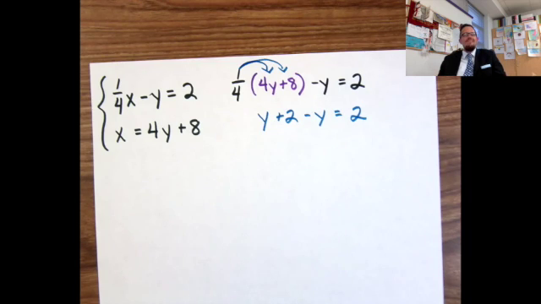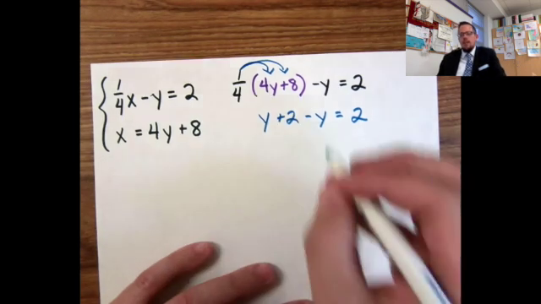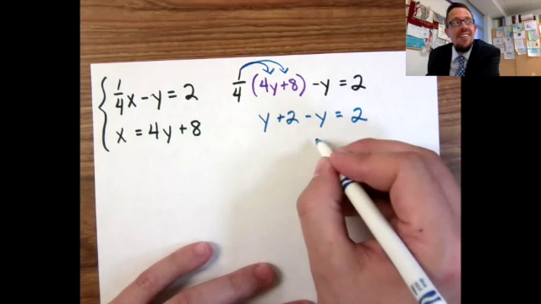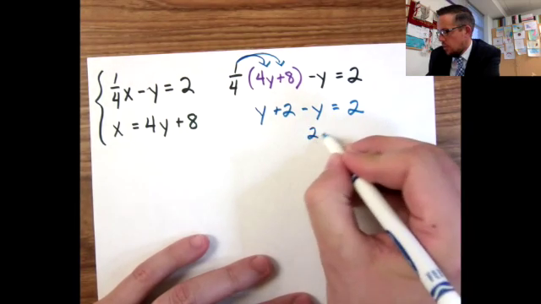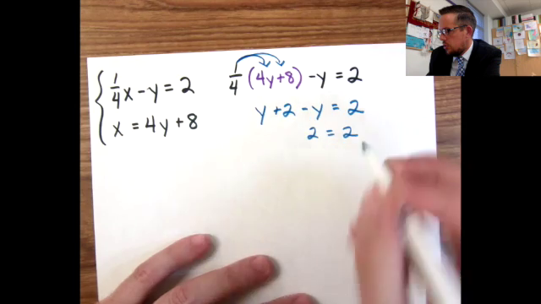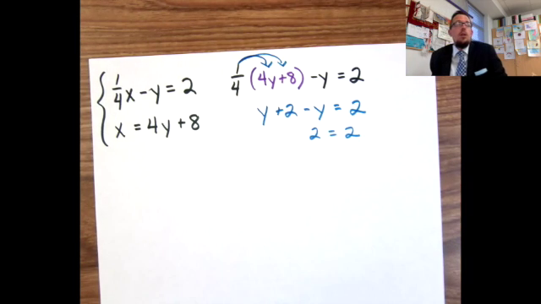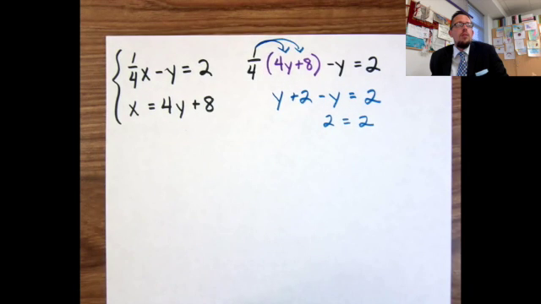Cool, now what? Add the y's. Let's combine the y's. y minus y is, yeah, nothing. So we end up with 2 equals 2. Uh-oh. What happened?